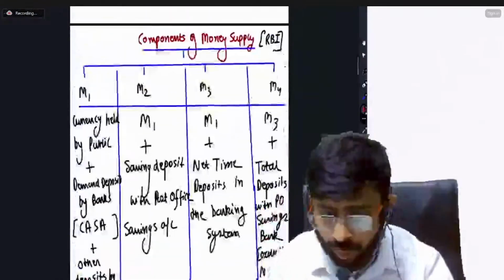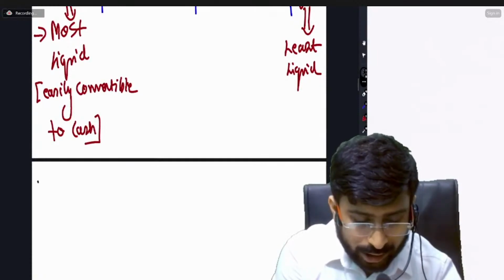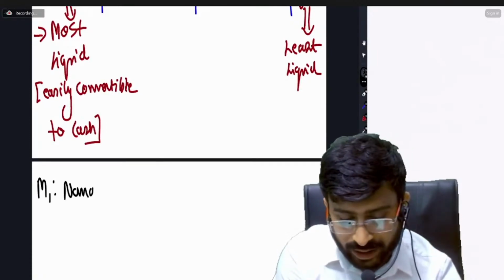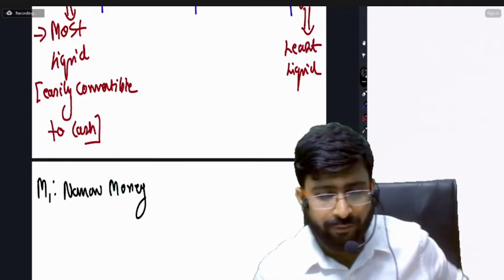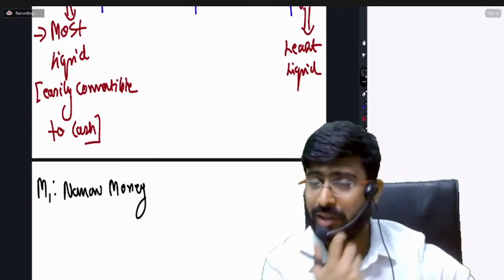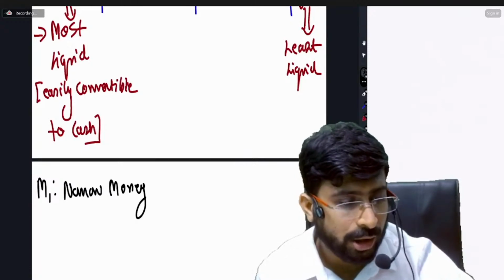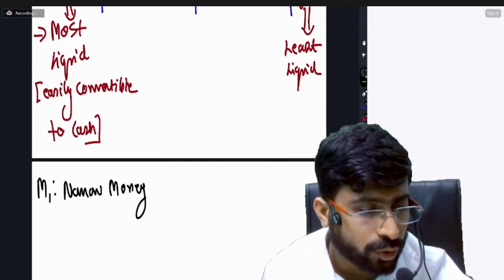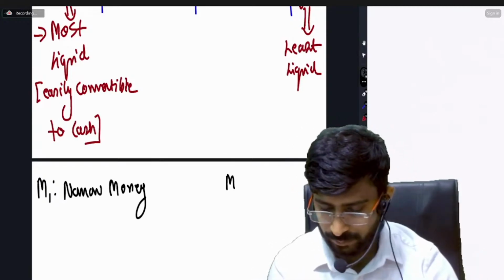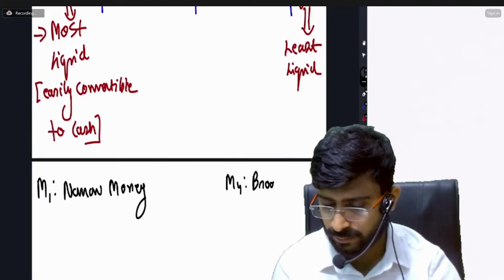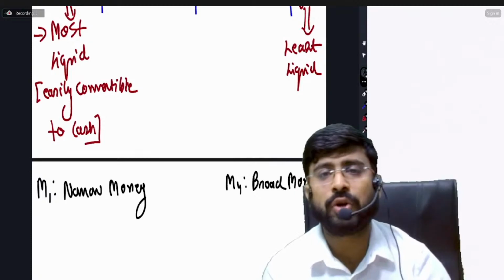So friends, one more question is very important. M1 is called narrow money. Remember, M1 is called narrow money. The institute may ask you, so I am writing it for you. M1 is also called narrow money, while M4 is called broad money.